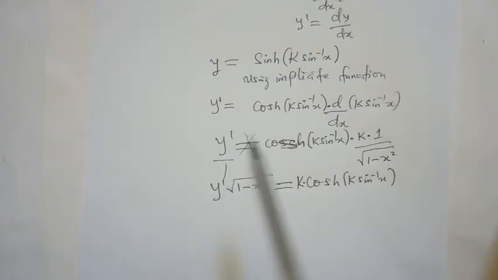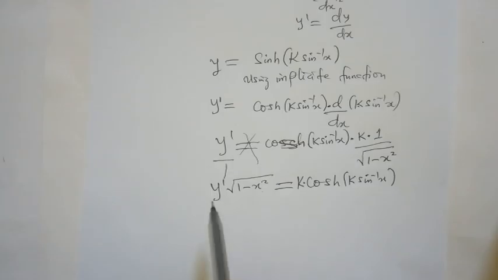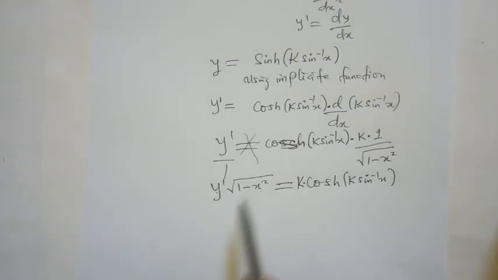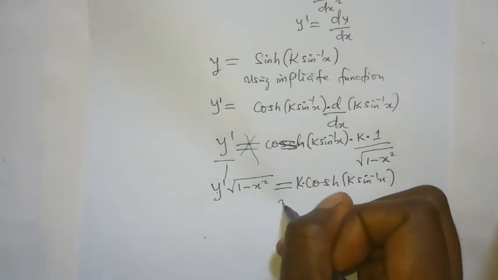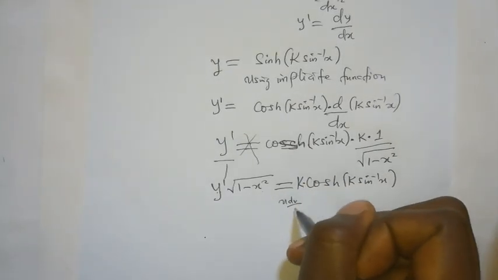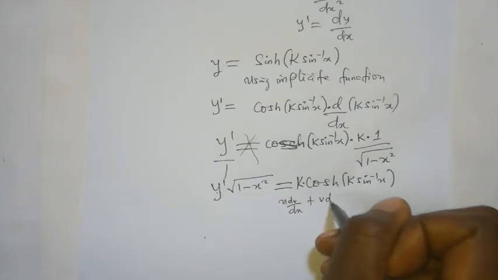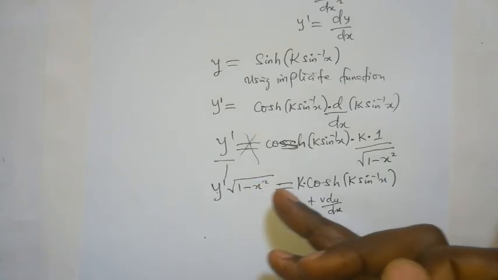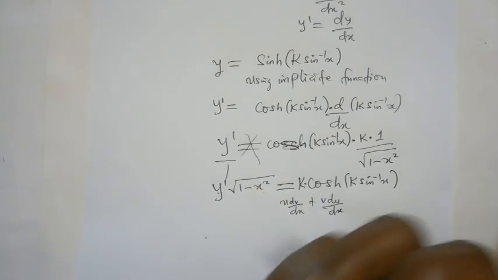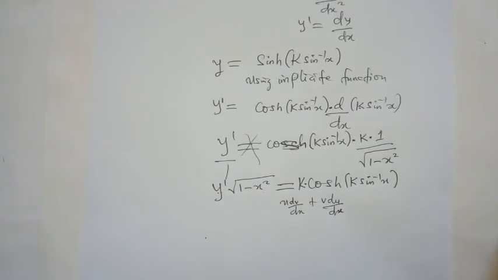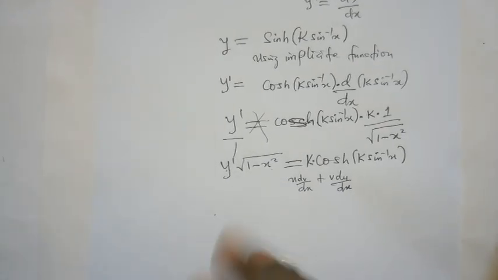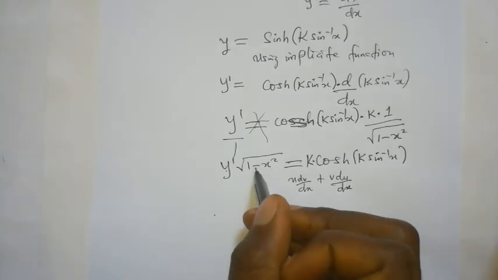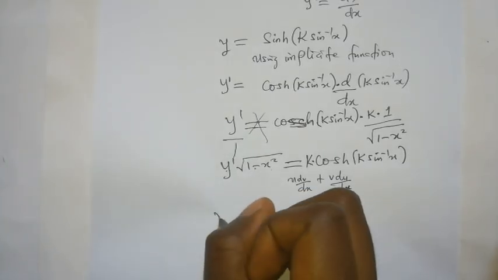So using the implicit function, just like we said, we are going to differentiate this using the product rule. The product rule means u dv/dx plus v du/dx. You get it? Keeping this, differentiating this, plus keeping this, then differentiating this. If you are a student of calculus, you will know that. So I'm going to differentiate this, keeping this.